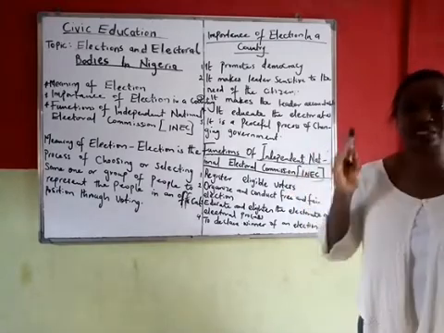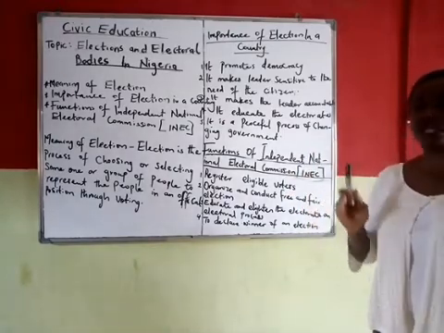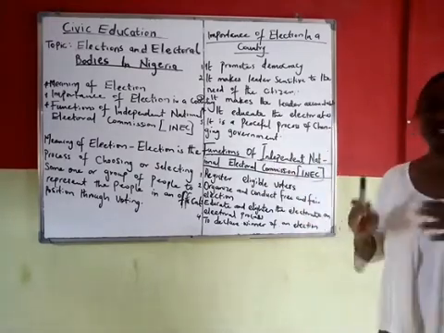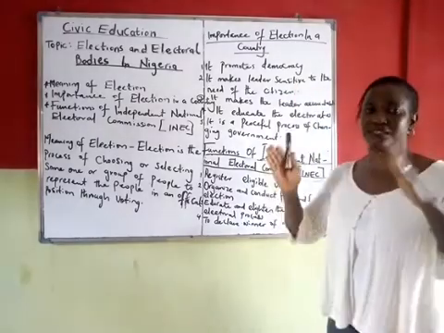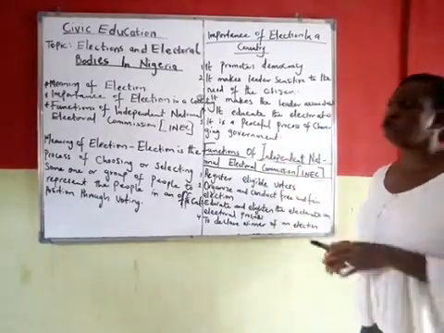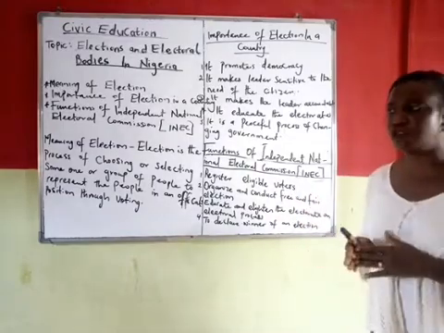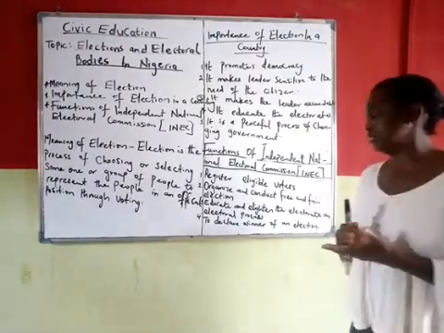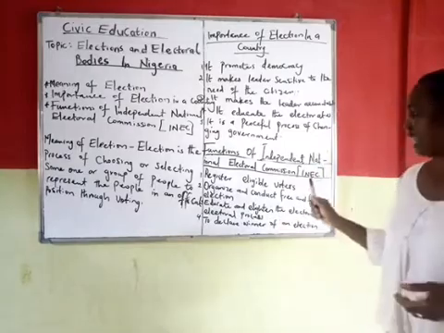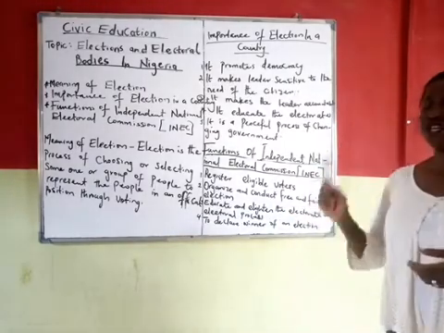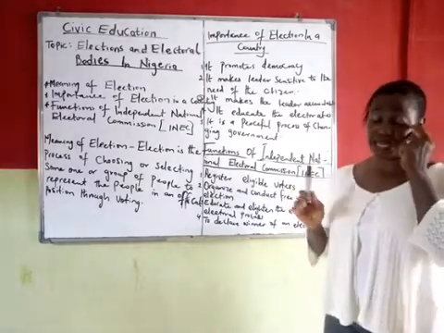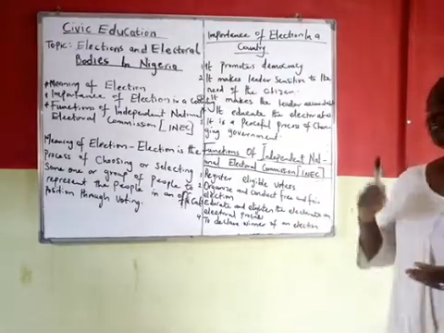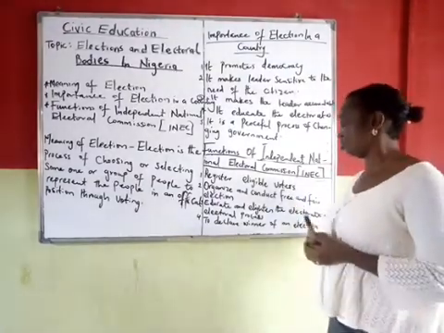If 20 of us came out to vote and 10 voted for party A, 2 voted for party B, the remaining 8 did not vote, it should be written as such. It's not that party A will take all the votes, while we have some that did not vote and some that voted for party B. So everybody's vote must be seen to be counted. The election must be free and fair so that it will be acceptable to us. So that is one of the functions of the Independent National Electoral Commission.